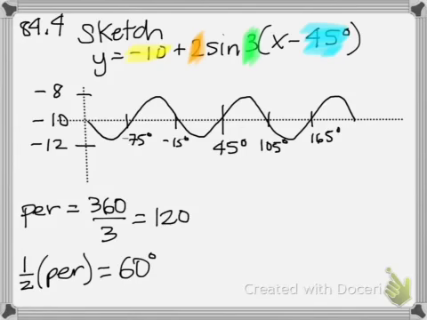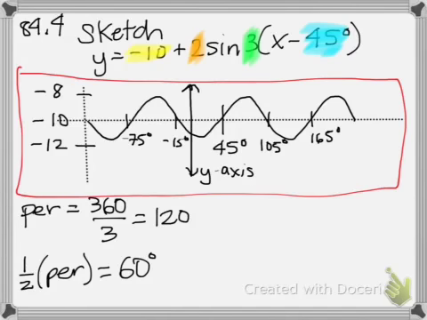Okay, the last step is we need to find the y-axis. You can see between -15 and 45, you could divide it into 4 equal pieces, and 0 is going to be on that first of the 4 pieces, so it's about 1/4 of the way between -15 and 45, and that is your y-axis. So that's your graph. Let's do another one.